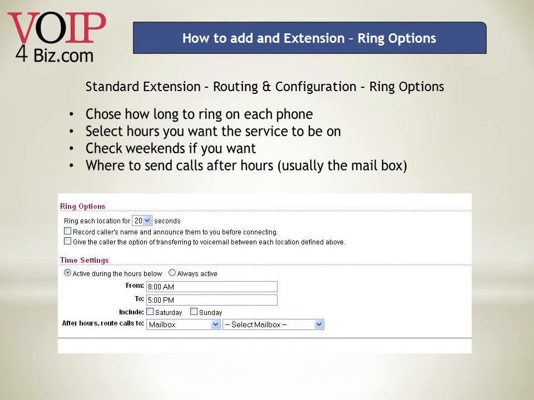Just a couple more steps on Find Me, Follow Me. First, we've got ring options to set up. Default is at 20 seconds or about 4 rings. If you'd like this to be longer or shorter, feel free to change this option. Lastly, we have the time settings for your Find Me, Follow Me. You can set this to be active any time that you would like. Our default is 8 to 5, Monday through Friday. After hours calls are defaulted to go to your voicemail box.